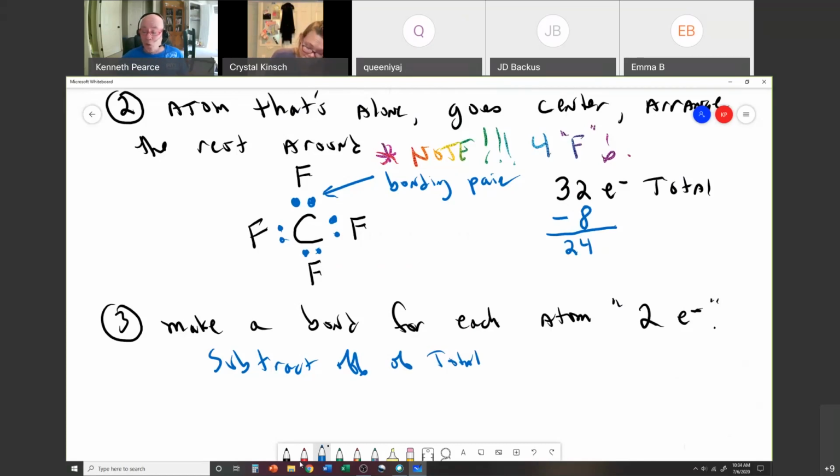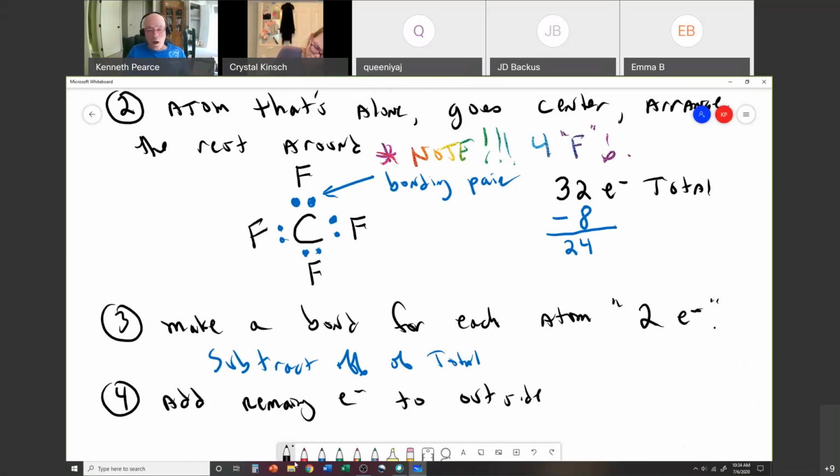Now, here's your second skill. Your first skill is to be able to add. Your second skill is to be able to subtract. So we have to be able to subtract off 8, and we have to go to 24. Now, step 4. Add remaining electrons to outside up to 8.